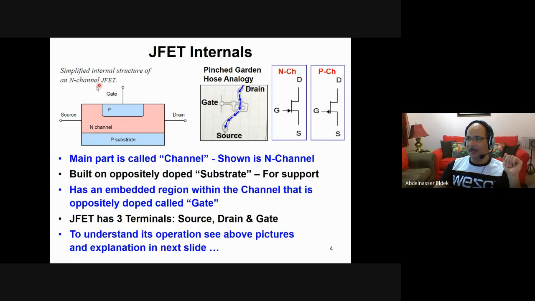Okay, so here's how the JFET looks. It has an N channel, which is an N doped material. From this side it has a source, and from this side it has a drain. These terminals are called drain and source. And here you have a gate connected to a P-type material, P doped material. And we have a substrate under the channel just for support. That's it. And this is the symbol for the N channel and P channel JFET.